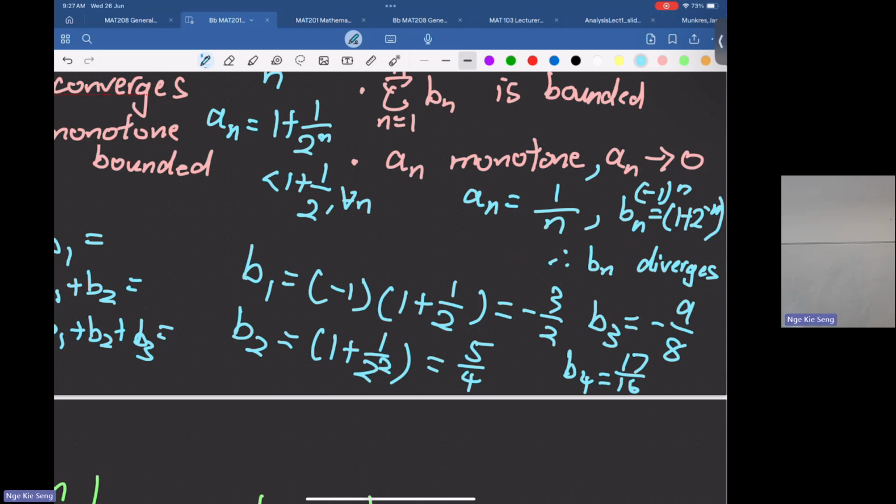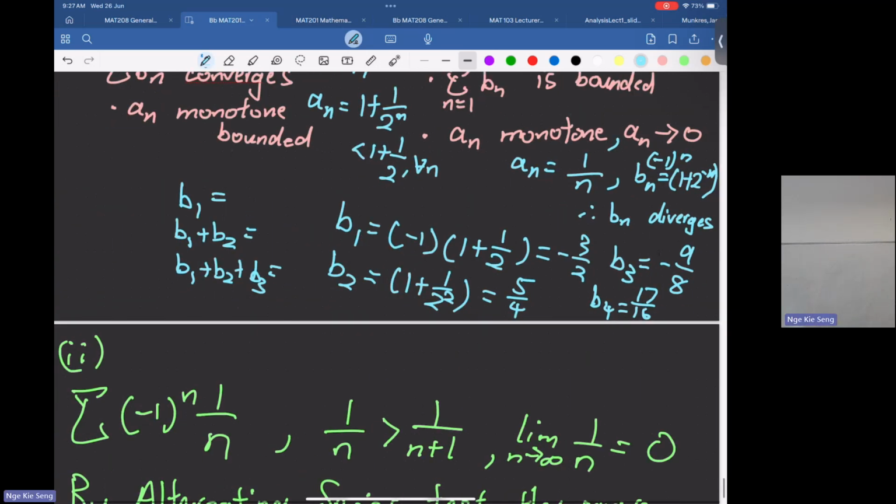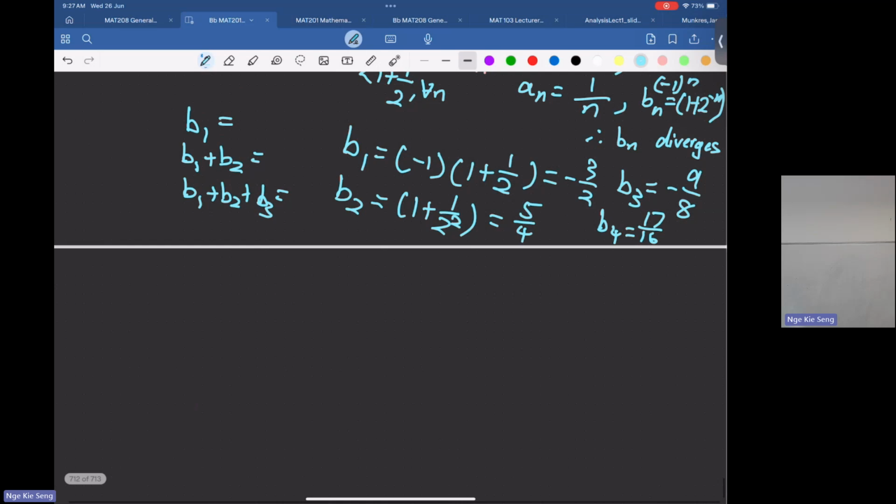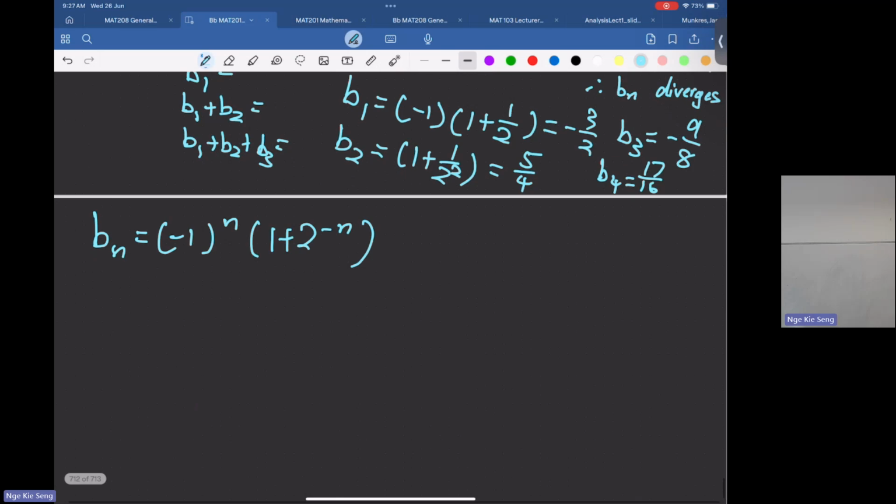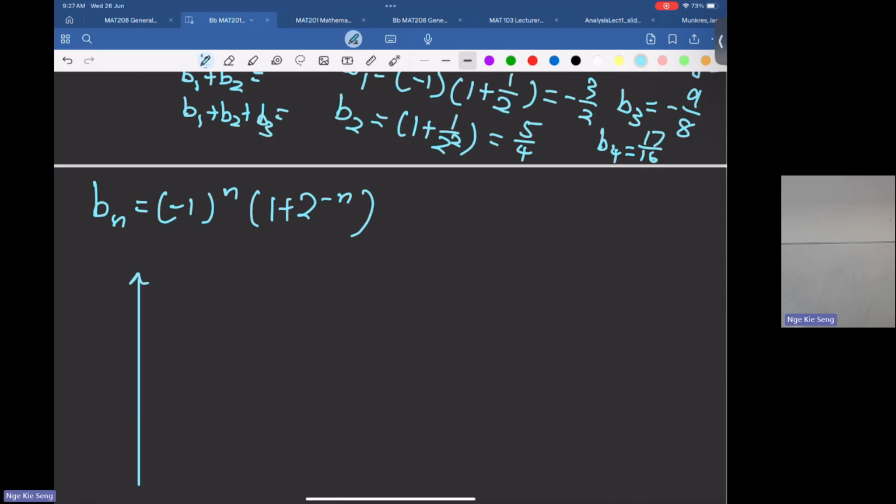If you add in the minus 1, it's just putting every term alternating above and below the x-axis, the y equals 0 line. Does it make sense? Maybe plot this out. You could first plot the part 1 plus 2 to the minus n. So what is this? It is 1 plus 1 half.